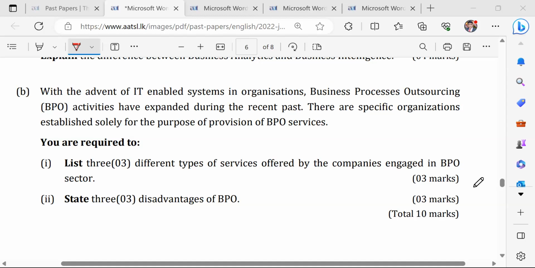Then there are many services we can outsource, right? Mainly IT related services we are outsourcing. Legal process, research process, knowledge process, travel and logistics services outsourcing. Then you can list down three. You are not supposed to explain, just writing those is enough. Per each service, you are getting 3 marks.